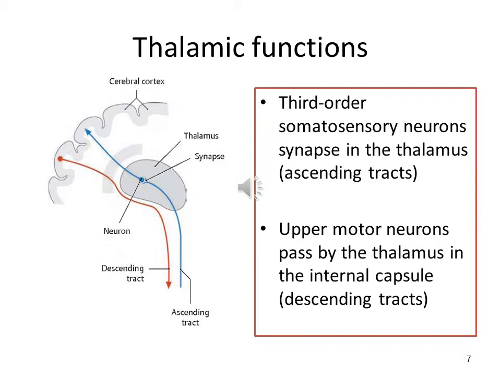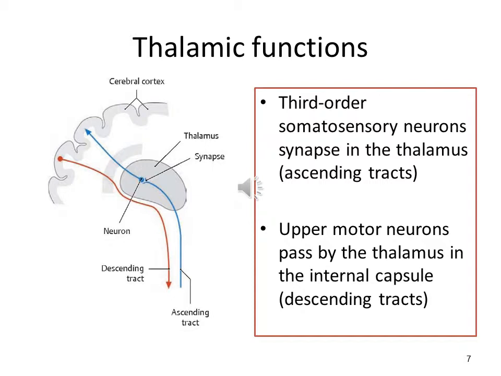The thalamus has a long list of functions. One of them is that third-order somatosensory neurons from the ascending spinal cord tracts synapse in the thalamus. If you look at your sensory tracts, you'll see that there are 3 neurons in most of those tracts, and the third one goes from thalamus to somatosensory cortex.